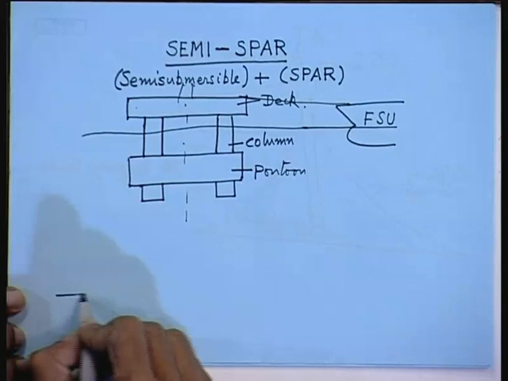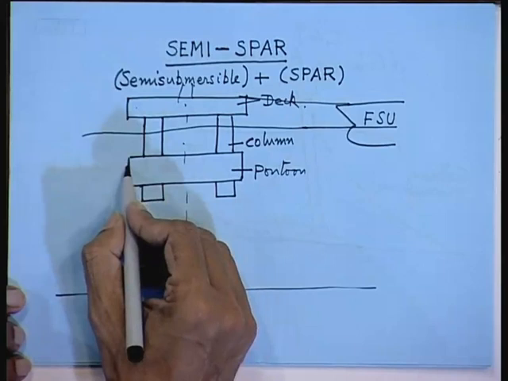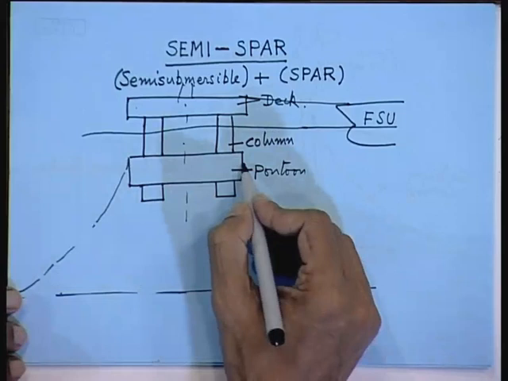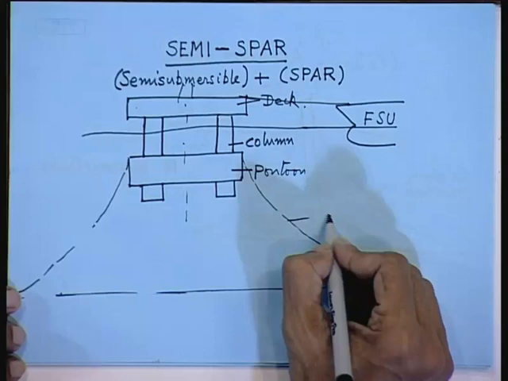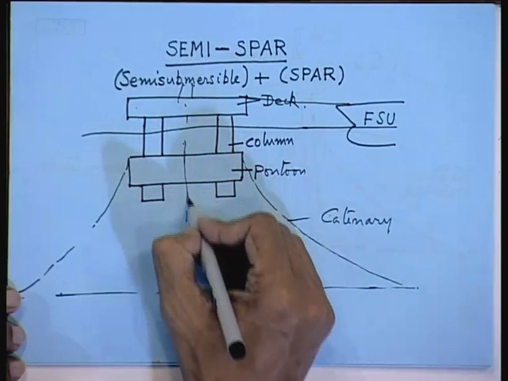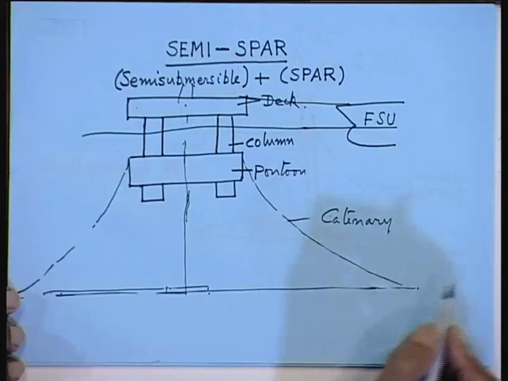Now you have to move it. Semi submersible is always moved by catenary anchor chains. So this is your catenary, and your riser is coming from here, from the wells. So it is a semi spar concept.